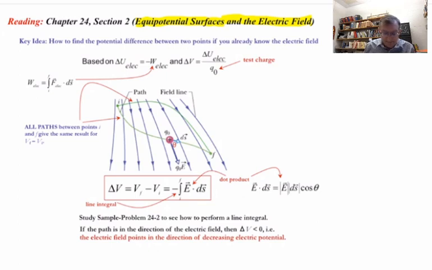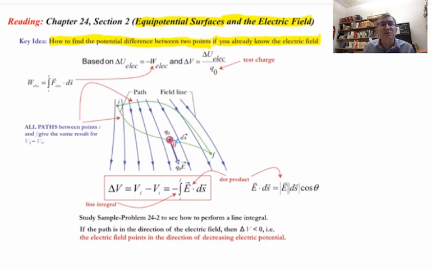So here's the key idea, kind of like a question. How can you find the potential difference between 2 points, delta V, if you already know the electric field that's in that region of space, E? How do you find delta V between 2 points in space where there's an electric field E and you know the electric field? That turns out to be a rather important question, because there are commonly times when we do know what the electric field is that's been created by some distribution of charge, and then we want to know the potential difference between various points.